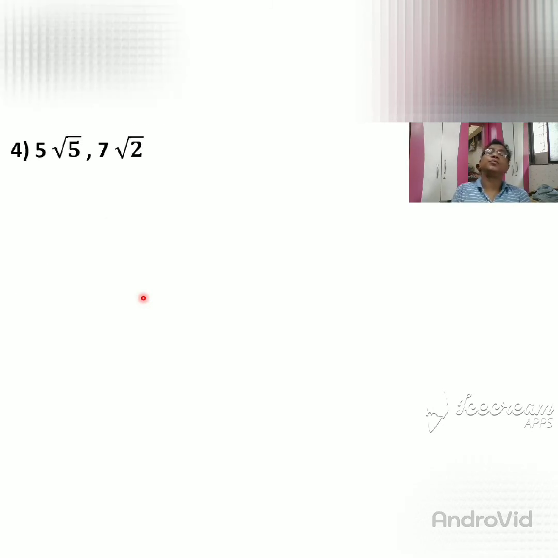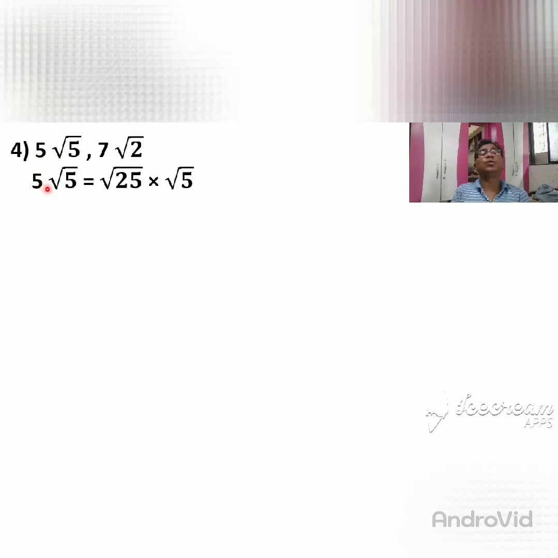Then we are going to learn problem number 4. 5 coefficient root 5, 7 coefficient root 2. What is the order here? Order is 2. So, 5 into root 5. This indices is 2, so we can do the square of this 5. The square of this 5 is 25. So I write 25 in the square root sign.